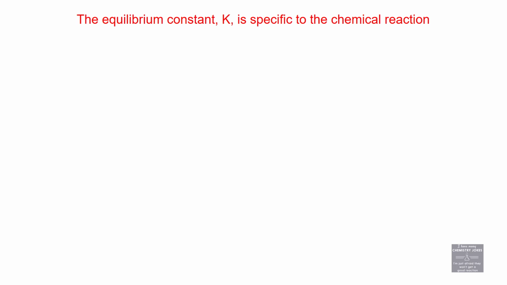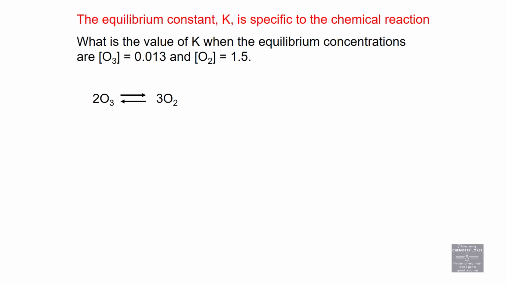What else can we talk about with equilibrium constants? Well, the equilibrium constant is specific to the chemical reaction. So if I'm given this chemical reaction, what is the value of K when the equilibrium concentrations are this and this? Well, first I write my KEQ expression. It's a Kc because we're given concentration. So that would be O2 cubed divided by O3 squared. K is O2 cubed divided by O3 squared.